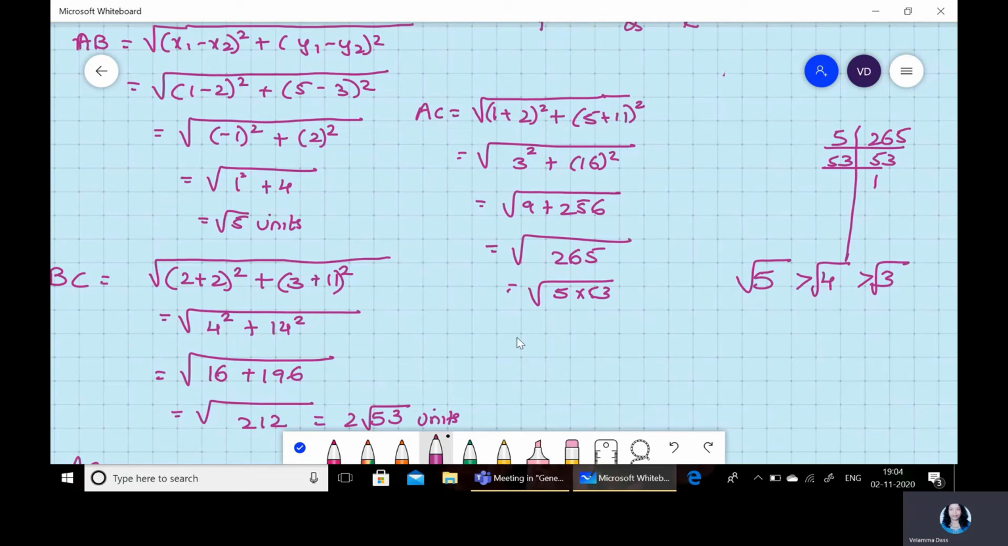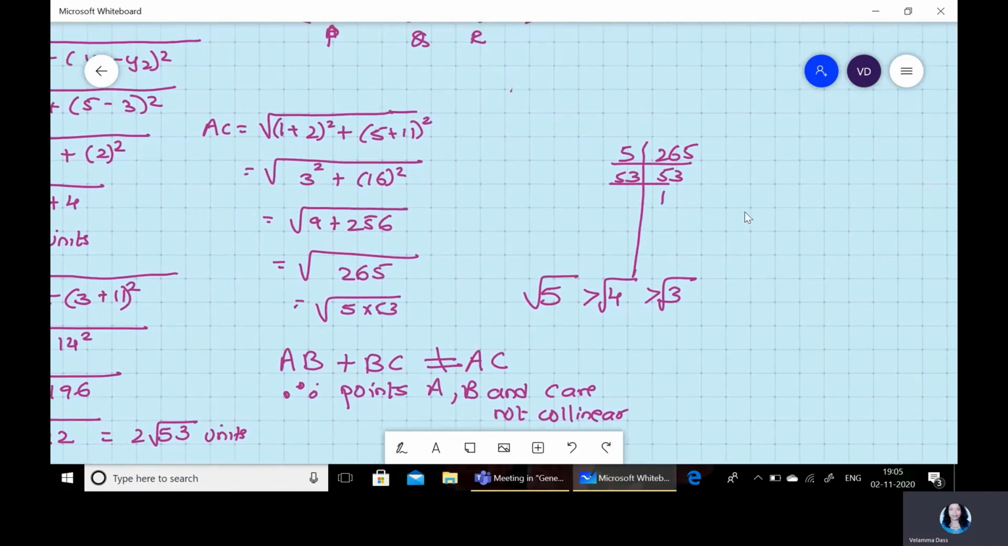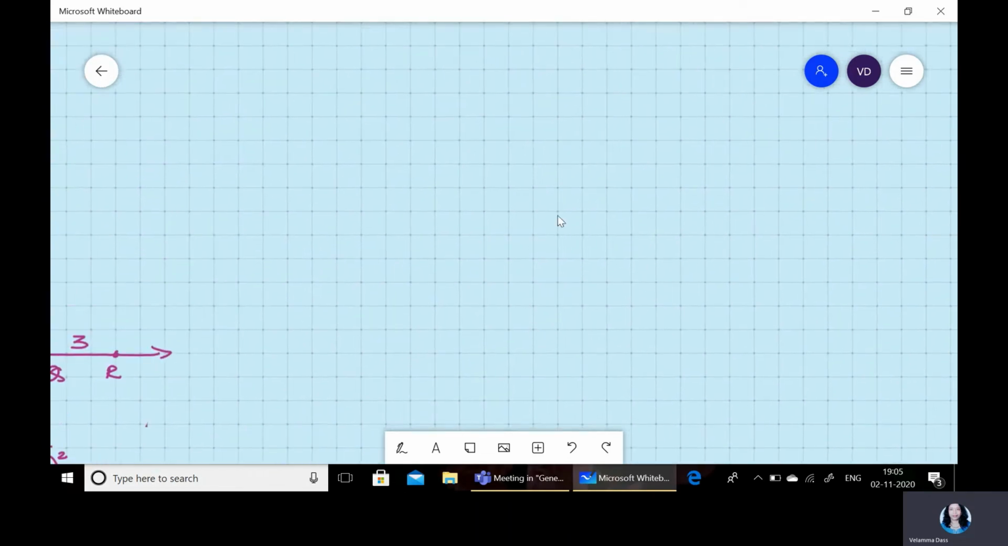Correct? So here we find that AB plus BC, when I'm adding, I'm not getting equal to AC. So here, if the sum of the two smaller lengths is equal to the third length, then we say collinear. So here AB plus BC is not equal to AC. Therefore, points A, B, C are not collinear. I hope you understood that whenever you have to check for collinearity, you have to check if the sum of two smaller lengths is equal to the third side, then we say that the points are collinear.